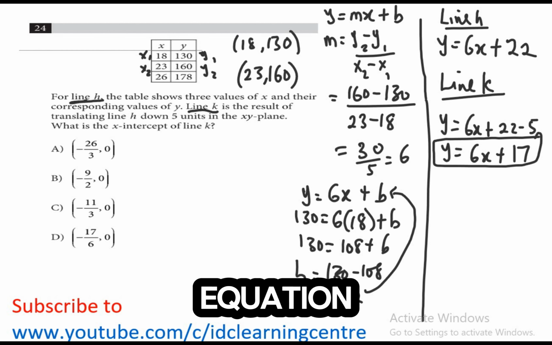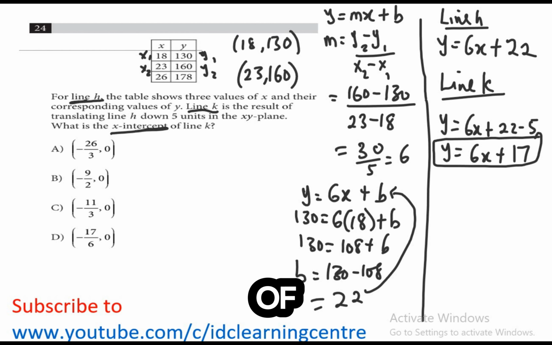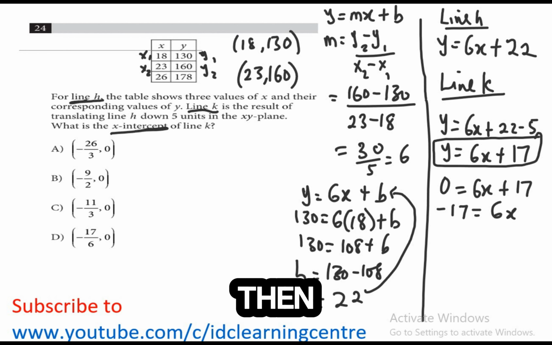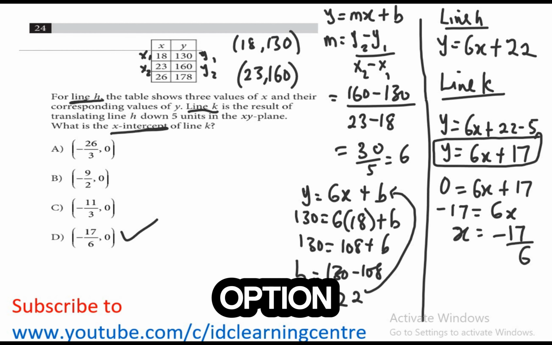Now that we have our equation for line K, we can now get the x-intercept. X-intercept means the value of x when y is 0. So when y is 0, 0 equals 6x plus 17, and then we solve. Take 17 to the other side. I will have minus 17 equal to 6x. And then dividing both sides by 6, x is equal to minus 17 over 6. And that is option D. Is that clear? All right.